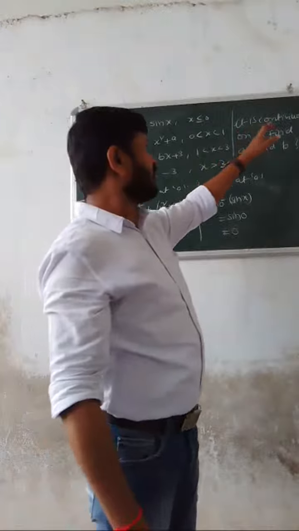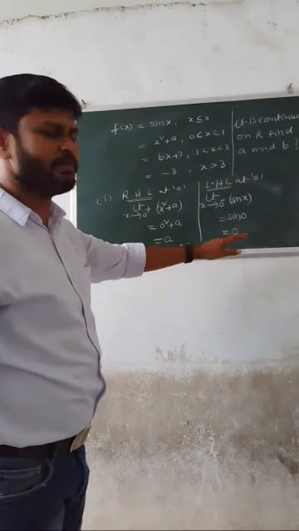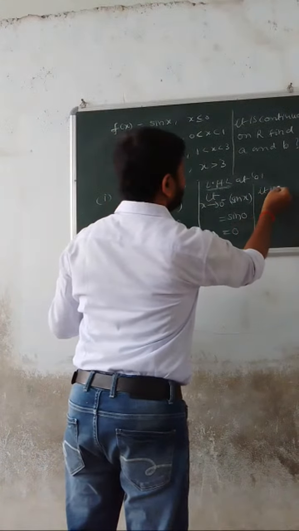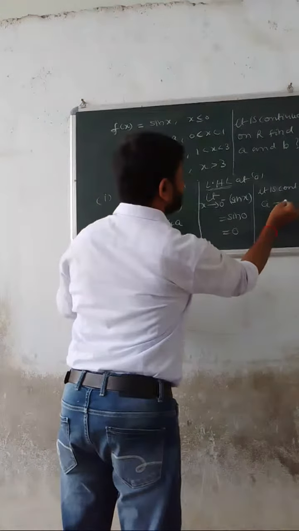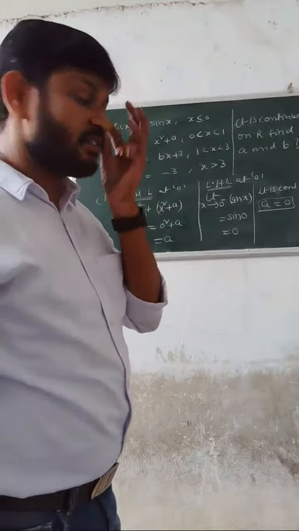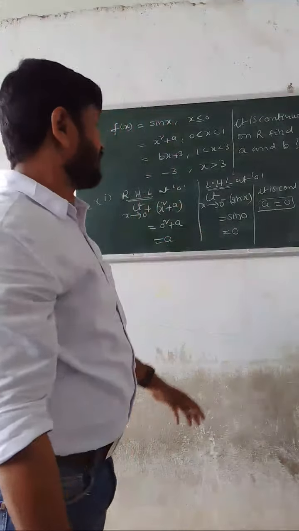What he told is that it is continuous. Continuous means right hand limit and left hand limit are equal. It is continuous. So right hand limit is equal to left hand limit. When we do that, we get a is equal to 0. Now we will go for b.